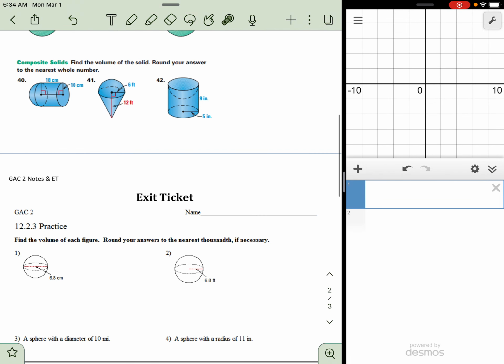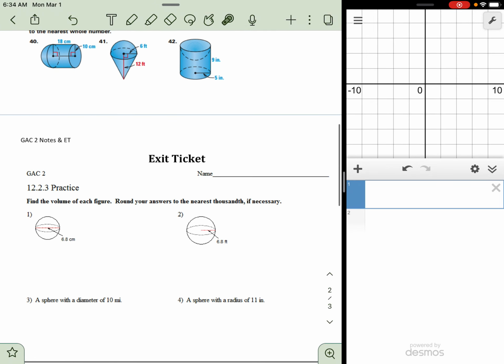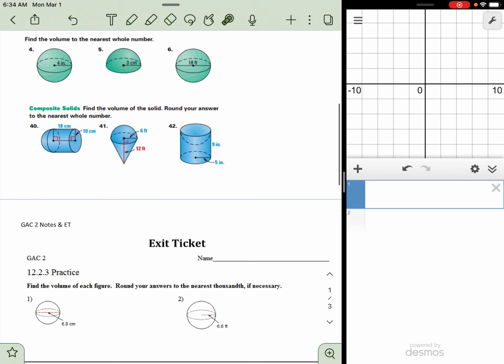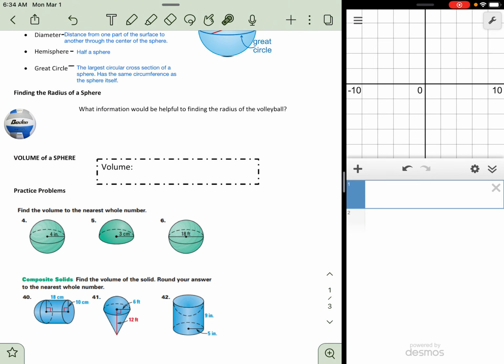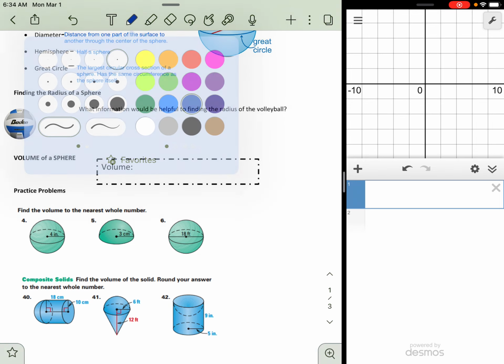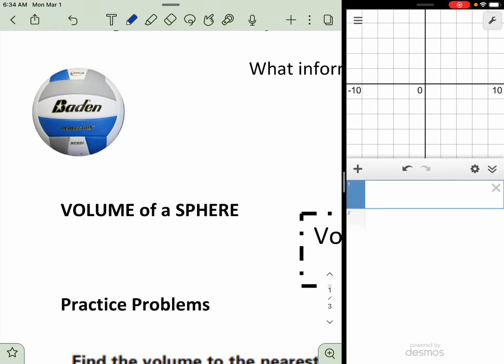All right, so let's take a look at a couple examples here, and you do have an exit ticket at the bottom. So what information would be helpful to finding the radius of a volleyball? Okay, well, if you want to find the radius of a volleyball, remember that's from the center out.